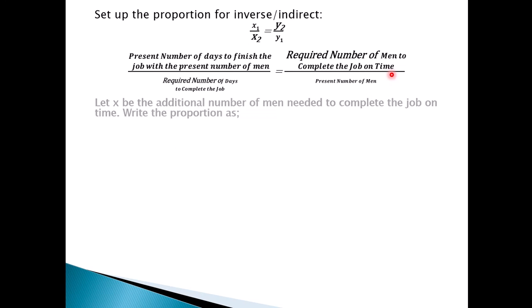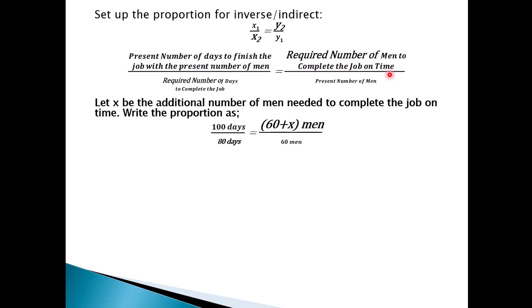So as we substitute the given, we let x be the additional number of men needed to complete the job on time. Write the proportion like this. So 100 days, which is the present number of days to finish, and then over 80 days, which is the required number of days, is equal to 60 plus x men. Why is there 60 plus x? Because we have the current number, 60 men, right? And then plus x because we don't know yet how much will be added. Over 60 men, which is the present number of men.